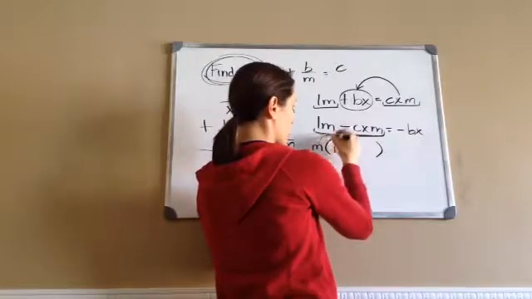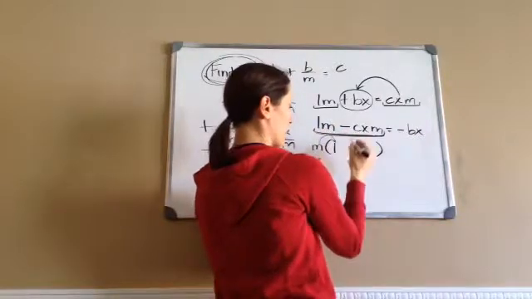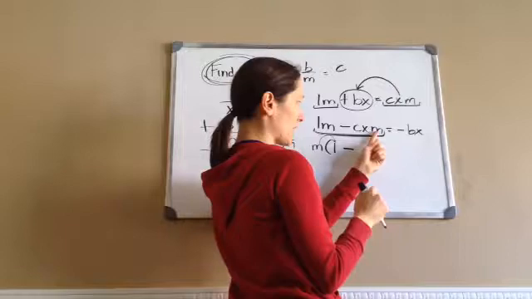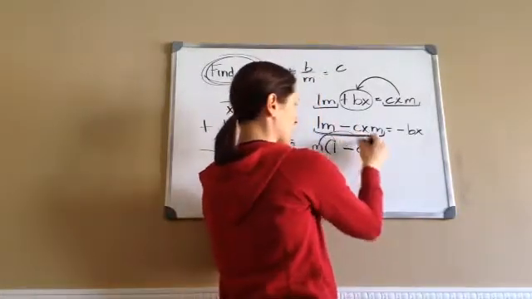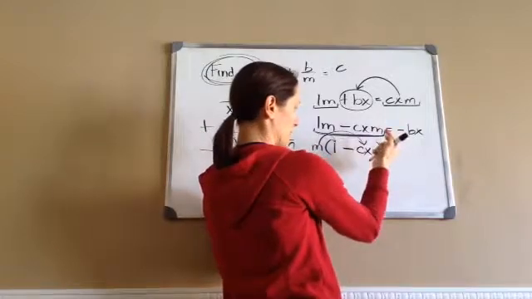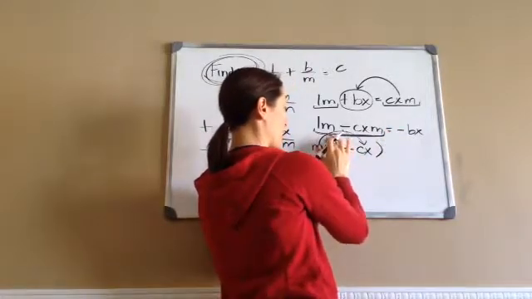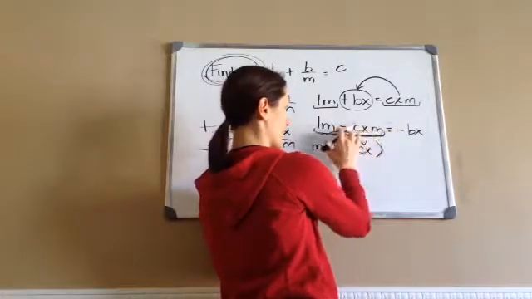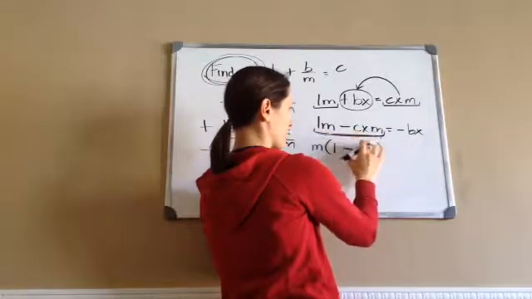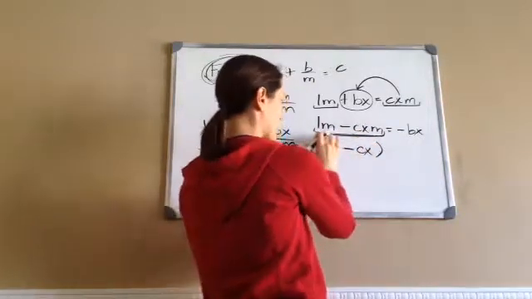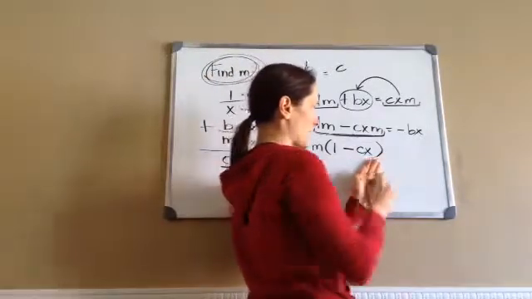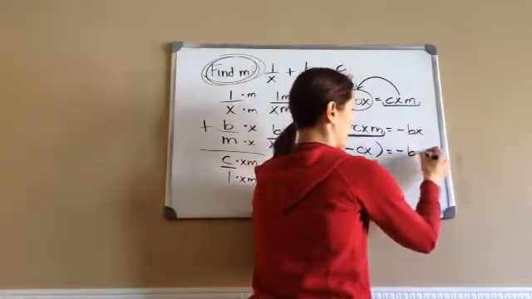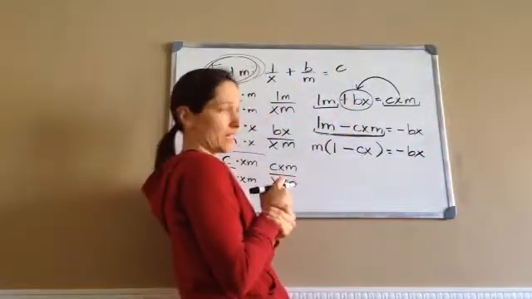A 1. So 1 times m would be 1m. Minus, without the m, what would be here? Cx. So m times cx is cxm. So we just created a factoring of this. Hopefully this is from previous lessons, so hopefully you remember how to do this. So m, 1 minus cx, equals negative bx. Okay, that's how we would write it so far.